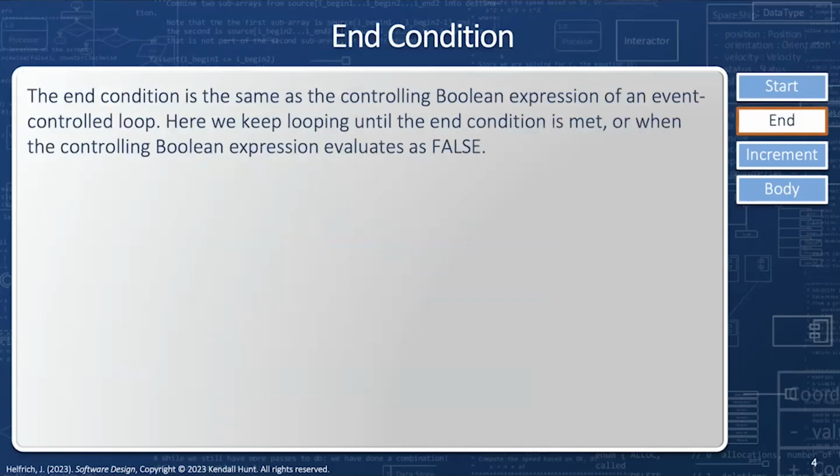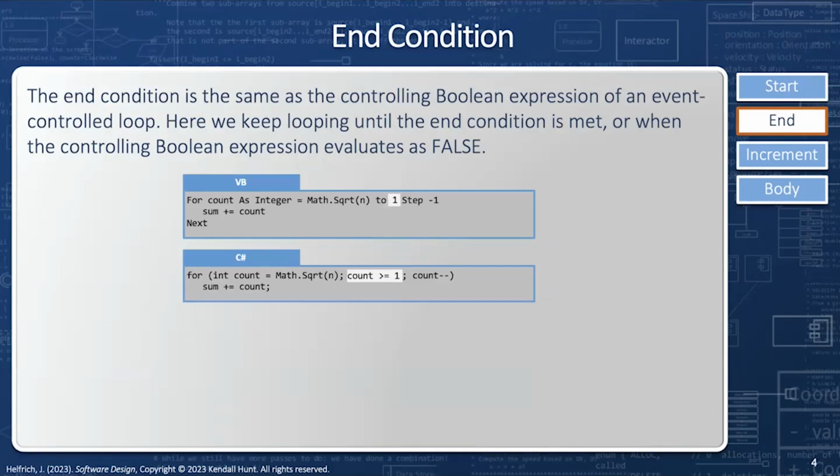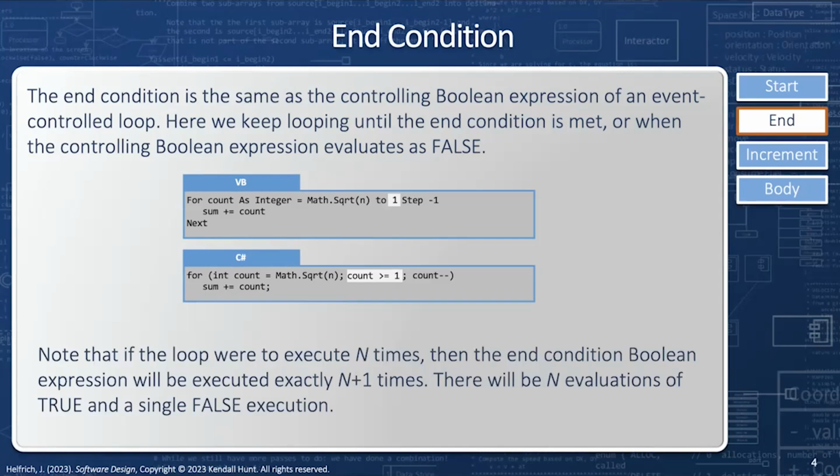The second question is the end condition. The end condition is the same as the controlling Boolean expression of an event control loop. Here you're looping until the end condition is met, or when the controlling Boolean expression evaluates to false. So for an example in VB, I want to go until I hit 1 if I'm counting down. Or in C#, exactly the same problem, I want to continue as long as count is greater than or equal to 1. Note that if the loop were to execute n times, then the end condition will be evaluated n plus 1 times. And therefore, it's extremely important we make the end condition easy to evaluate.